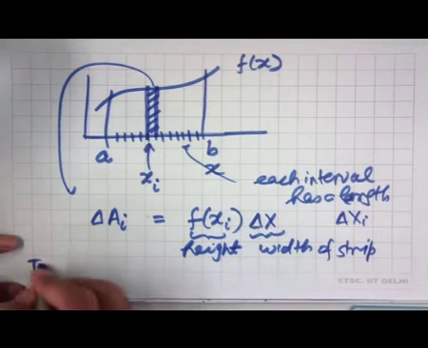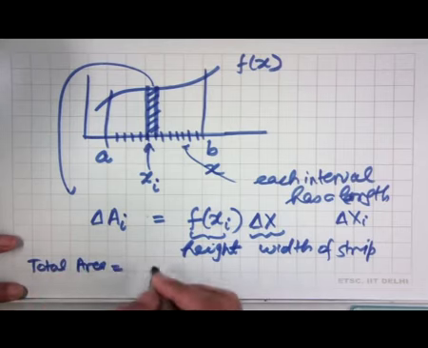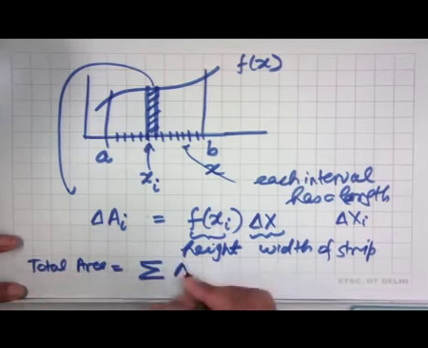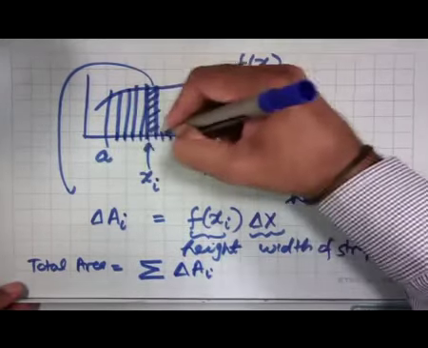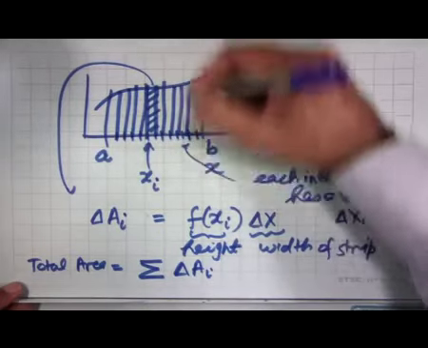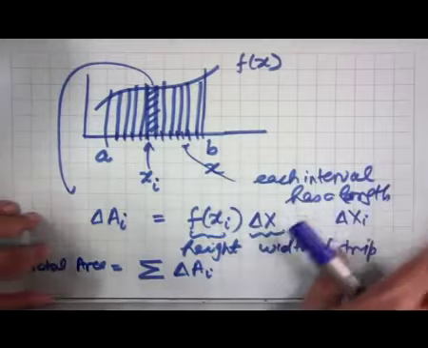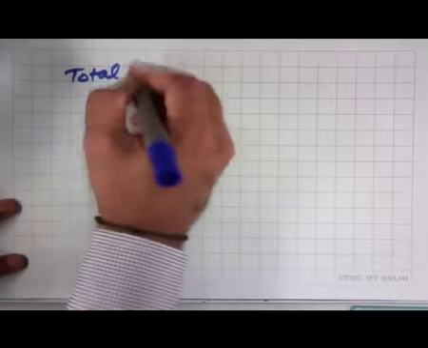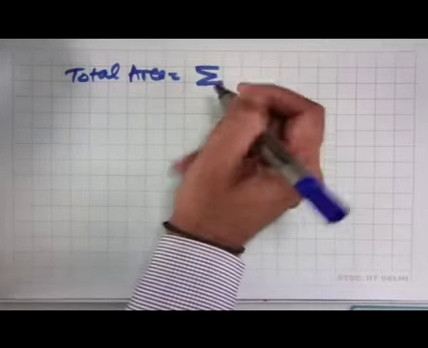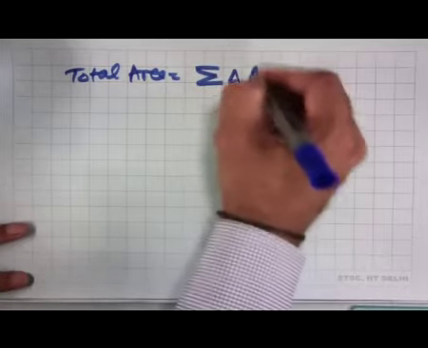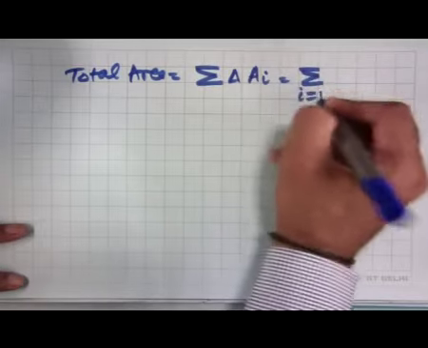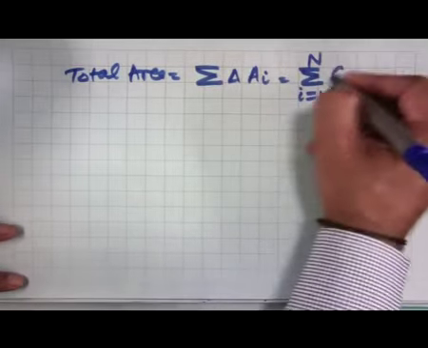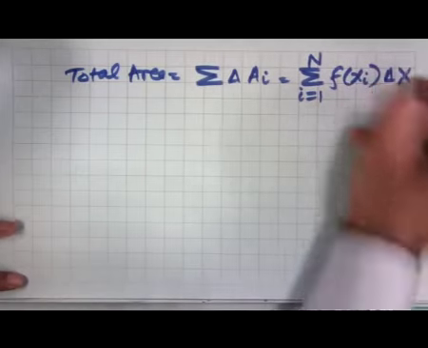So the total area will be equal to the summation of all these delta ais. That means I take all these areas here and add them up, and that will give me the total area. If I write this, the total area is, with capital sigma as the symbol for summation, the sum of delta ai, which will be equal to the sum of i going from 1 to n of f of xi delta x.